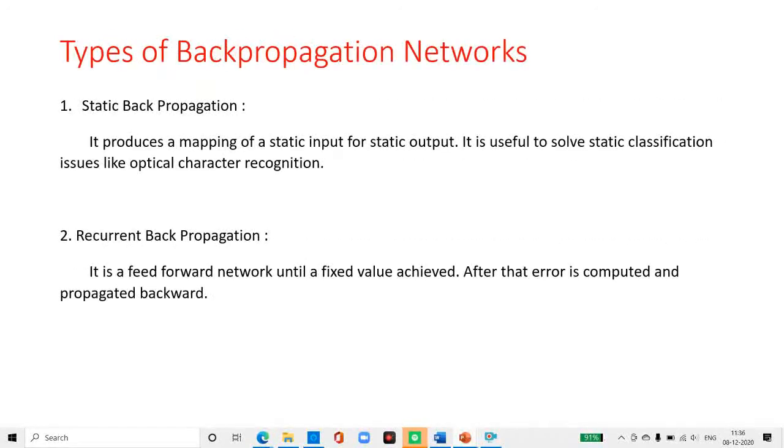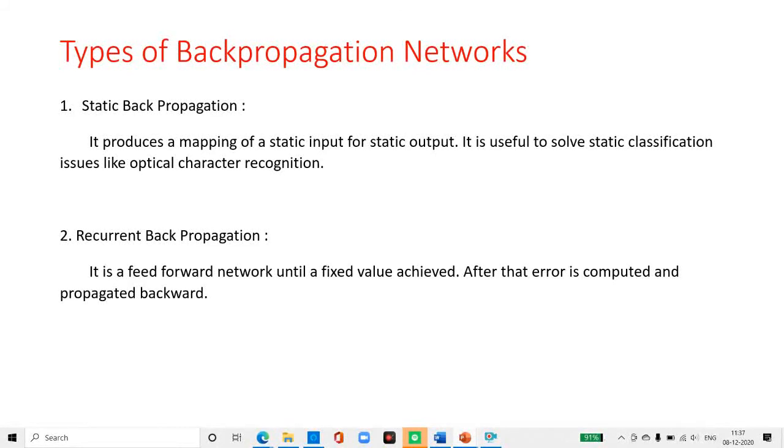The next point is the types of backpropagation networks. There are two types: first is static backpropagation, and next is recurrent backpropagation. Static backpropagation is one kind of network which produces a mapping of a static input to a static output. It is useful to solve static classification issues like optical character recognition.